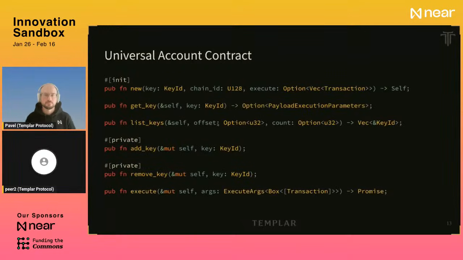This is the Universal Account Contracts interface. It's really simple. And that's part of what makes this solution so powerful, is that it really, in many ways, looks a little bit like the interface for querying the keys off of a normal NEAR account, albeit they're not exactly permissioned in the same way that we have full access versus function call access keys. All of these keys kind of operate like full access keys.